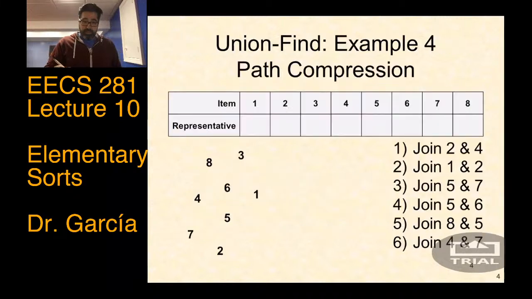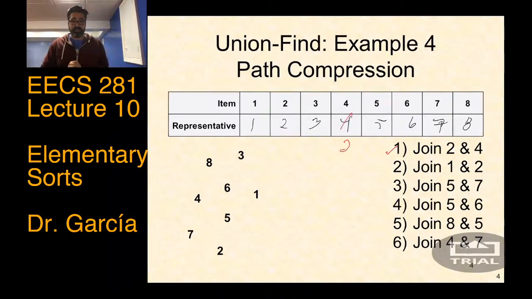All right, so here is the union find example using path compression. Again, we initialize everything to 1, 2, 3, 4, 5, 6, 7, 8. All right, join of 2 and 4, right? That would mean that the representative of 4 is now going to be 2. Same rules that we had for the previous example.